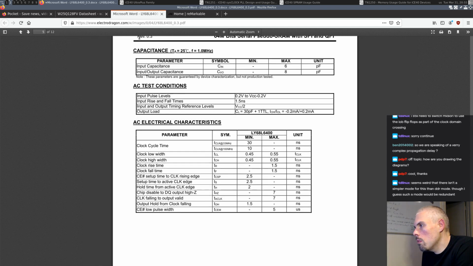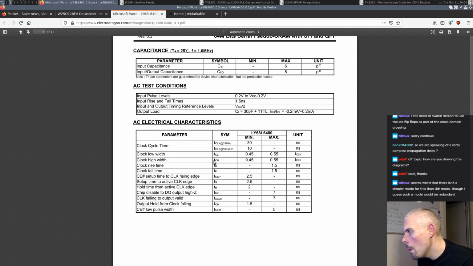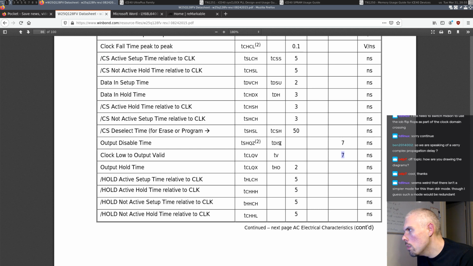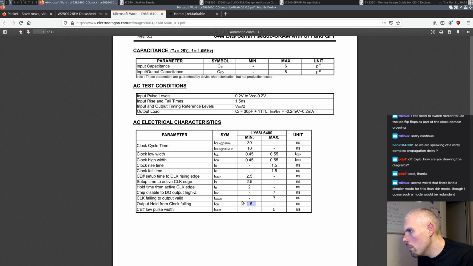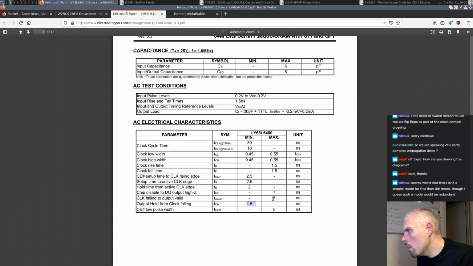Okay, let's try to find those values for the PSRAM. Output hold from clock falling is 1.5 nanoseconds, so it's shorter. It maintains its data less, only 1.5 nanoseconds. And the clock falling to output valid is 7 nanoseconds, and that's the same. So let's take 1 and 7 as values. That will cover both at once. So let's go and draw that.